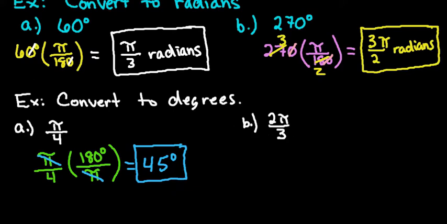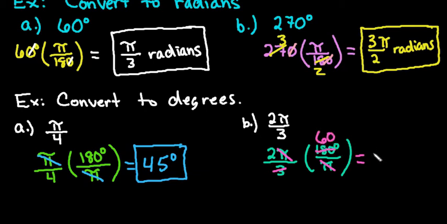Okay, and then the last one that I want to do is 2 pi over 3. With this one, we would do 2 pi over 3 times 180 degrees over pi. And then we would simplify by eliminating the pi's. You can either do 2 times 180 first and then divide by 3, or it may be easier to say that 180 divided by 3 is 60, and so 2 times 60 gives me 120 degrees. So 2 pi over 3 radians is equal to 120 degrees.